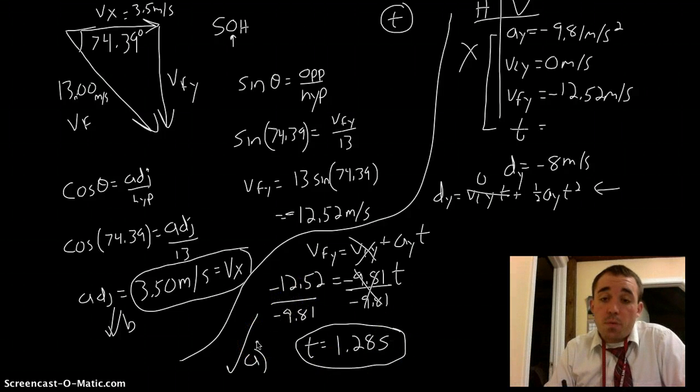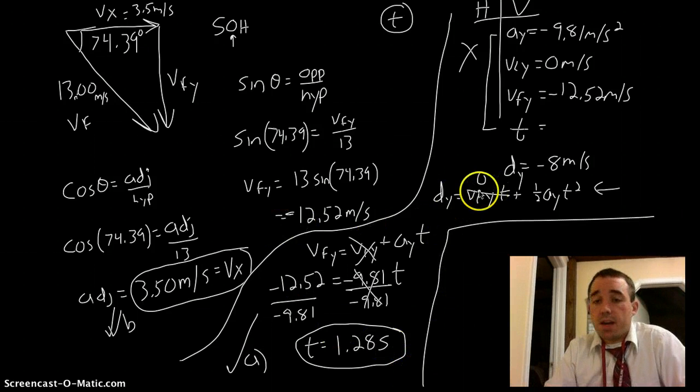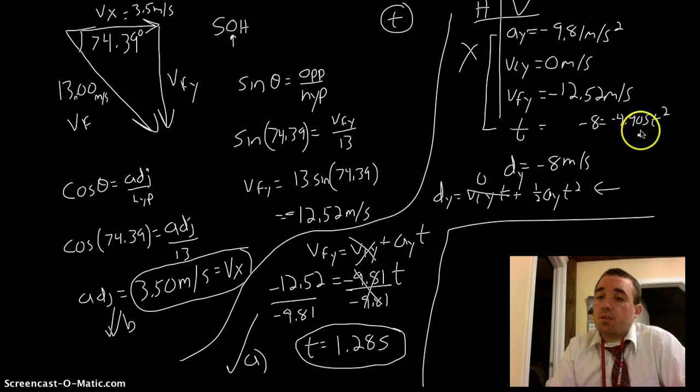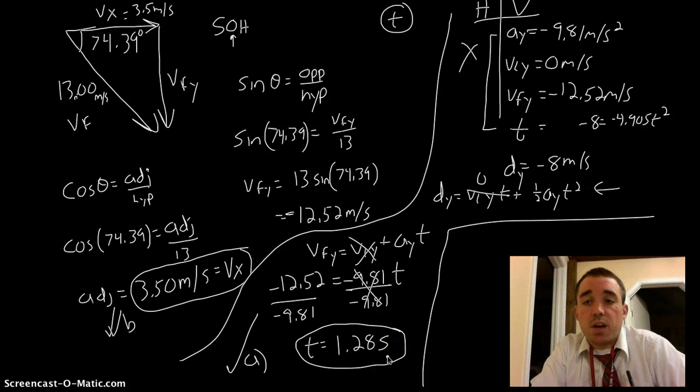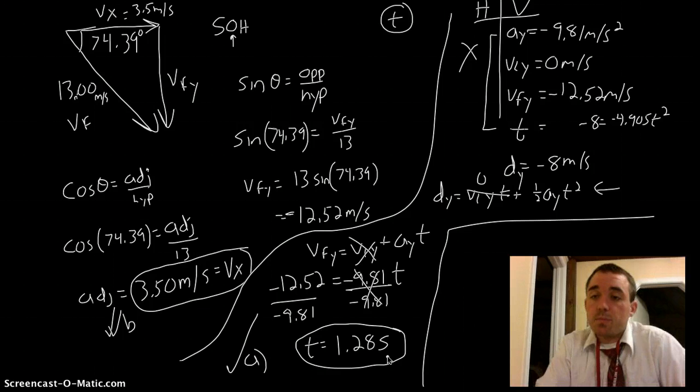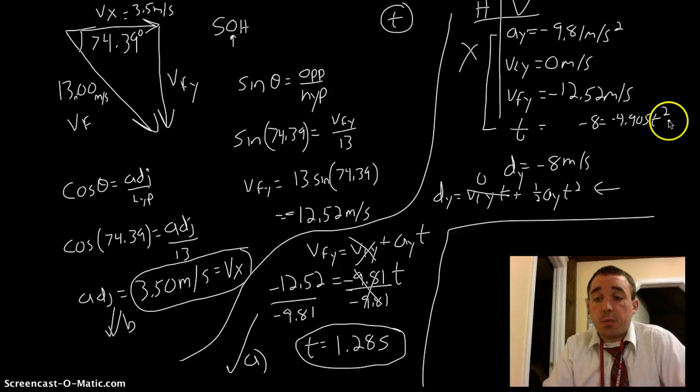There we go. Hopefully that answers any questions and allows you to see. If you did it this way, you would plug in, just sort of set it up for you right up here. It would be negative 8 equals negative 4.905 t squared. When you solve for t, you'll get the same answer, 1.28, maybe a couple decimals off, but that's not a problem at all. This 4.905, by the way, is 1/2 of negative 9.8. Just do 0.5 times 9.81 in your calculator, you'll see the 4.905.